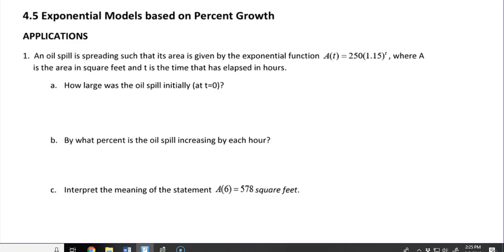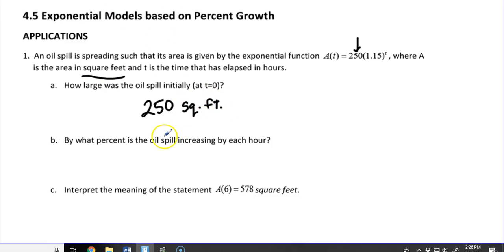All right, I hope you paused and worked those out. So how large was the spill initially? Well, that's when t equals 0, right? That's always, and when we sub in a 0, that makes this whole factor a 1. So we just have 250. That's our initial amount, our y-intercept. But we need to put a unit on there. Of course, that's square feet.